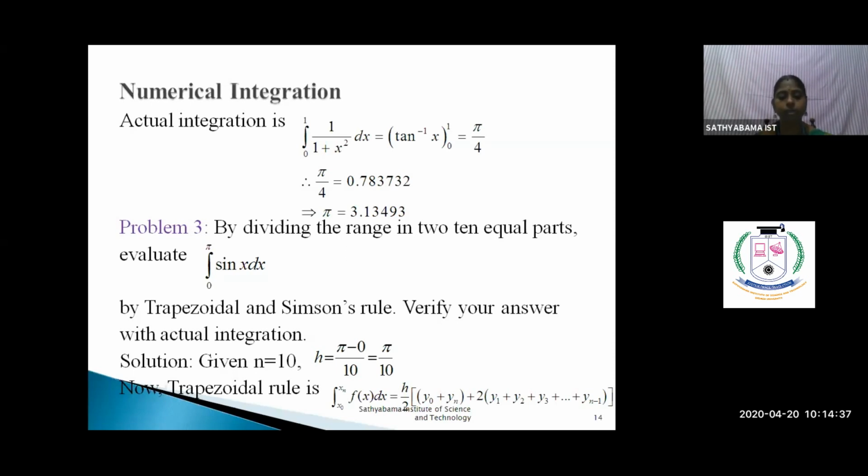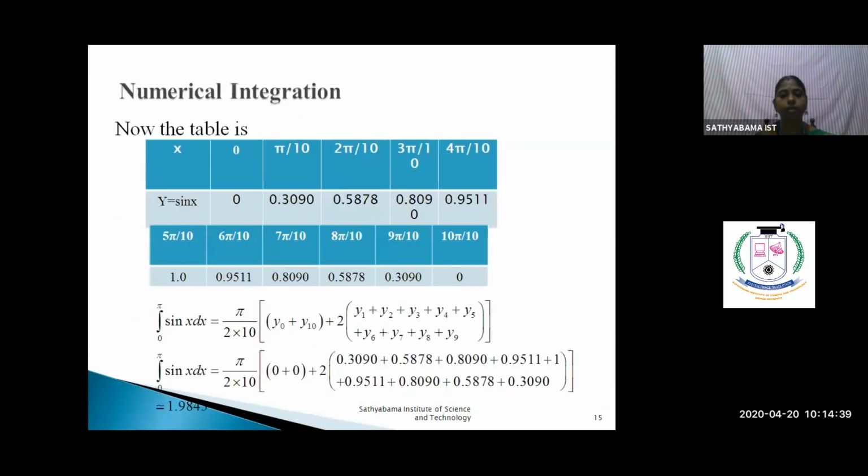So by using this h, we want to divide the data. So now I have divided the data into 10 equal parts. It is given in the table. You see 0, pi by 10, that is 1 time of pi by 10, 2 times of pi by 10, 3 times, 4 times, 5 times of pi by 10, 6 times, 7 times, 8 times, 9 times, 10 times. Okay, that is those x values. The arguments are split into 10 equal parts.